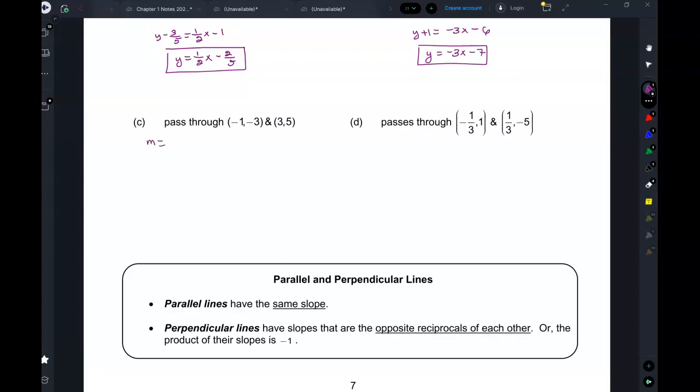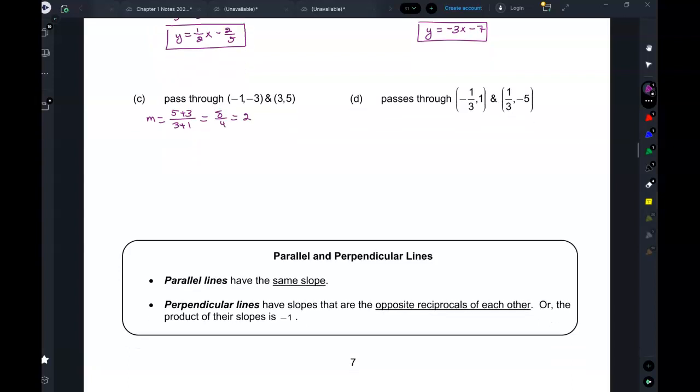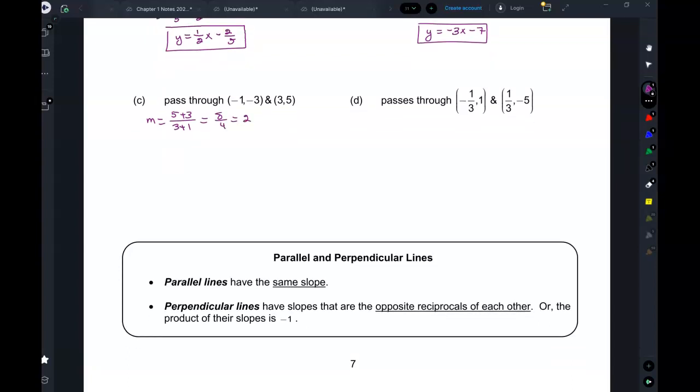So m is 5 plus 3 over 3 plus 1, which is 8 over 4, which is 2. Now, for the point slope form, it's like black magic. You with me? Okay. You can use any one of the points. So I'm just going to use this one because I like negatives, right? So y plus 3 is equal to 2x plus 1.